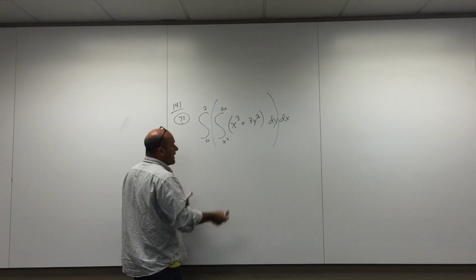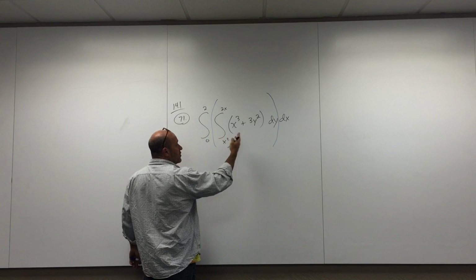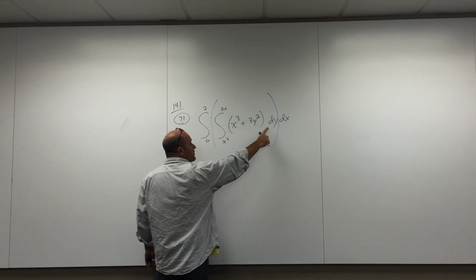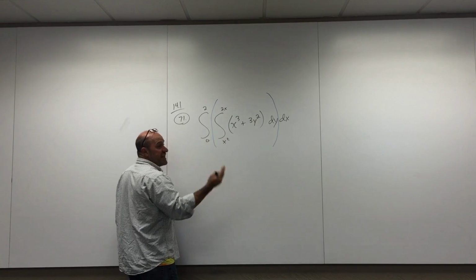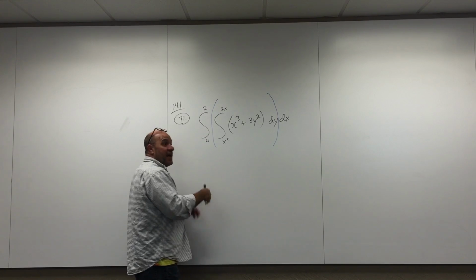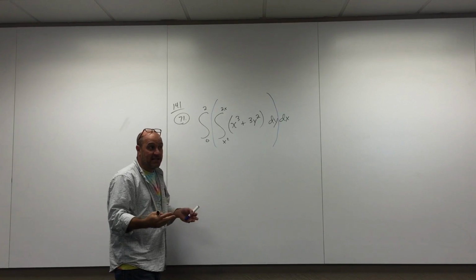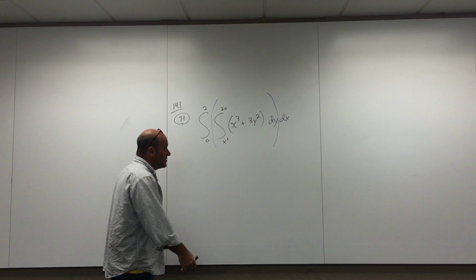There's always two things. How do you do this? And so this is how you do it. You work your way inside out. Now you're integrating with respect to y. That means you're treating x's like constants, and y is the variable, x is a constant. It takes a little getting used to.